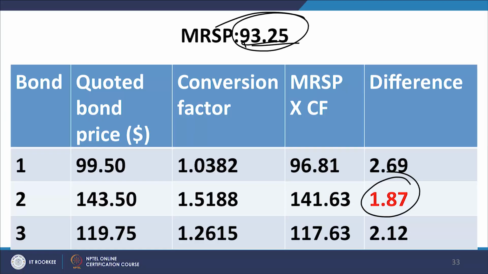Now, if I deliver this bond, the money that I am going to receive from the long party is given by this into this, MRSP into conversion factor, that turns out to be 96.81. But when I buy this bond in the market, I have to pay 99.50. So, I incur a net loss of 2.69. In the other cases also we work out similarly, and we find that in the case of bond number 2, the loss is the least, and therefore, it is the cheapest to deliver bond. This is the concept of cheapest to deliver bonds.